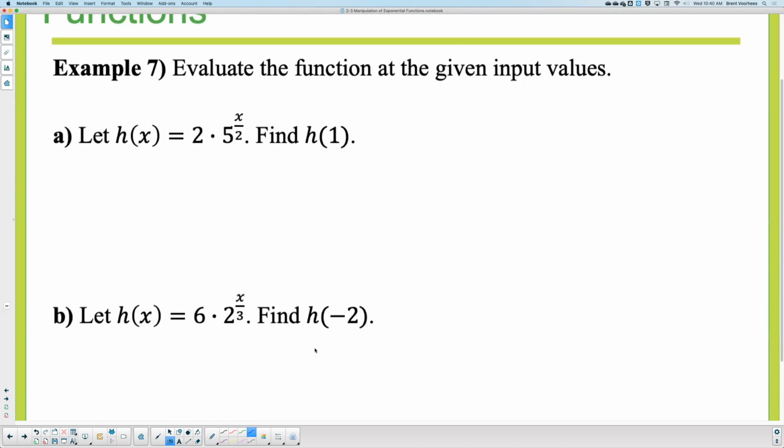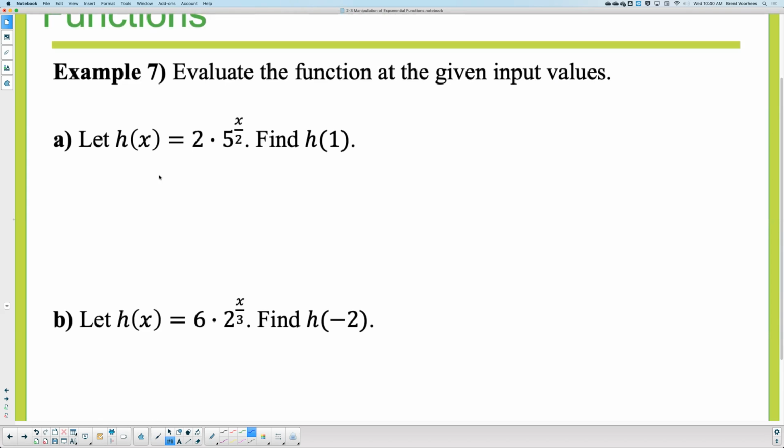So evaluate the function at the given input values. So let h of x equal this, find h of 1. So I want to plug in h of 1. That would be 2 times 5 to the power of 1/2. So what does that mean? When you're dividing by a power, that means you can take a root of it. So it's 2 times, and I'm going to do a root, and I'll put the 2 there just so you can see, times 5 to the first. So can I simplify 5 to the first? No. Does 5 have a good square root? No. So you would just say this is 2 square roots of 5. That's as simplified as it goes.